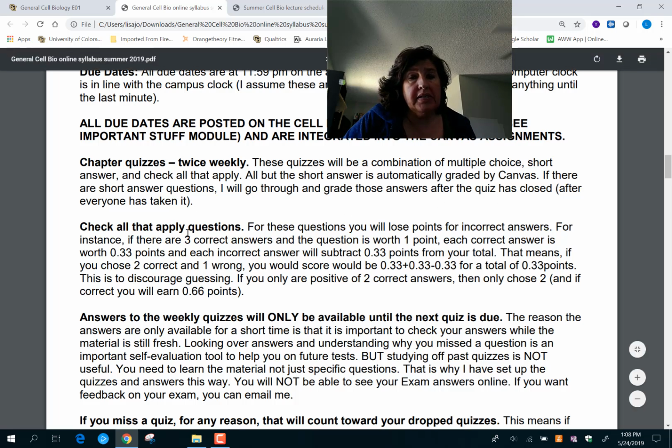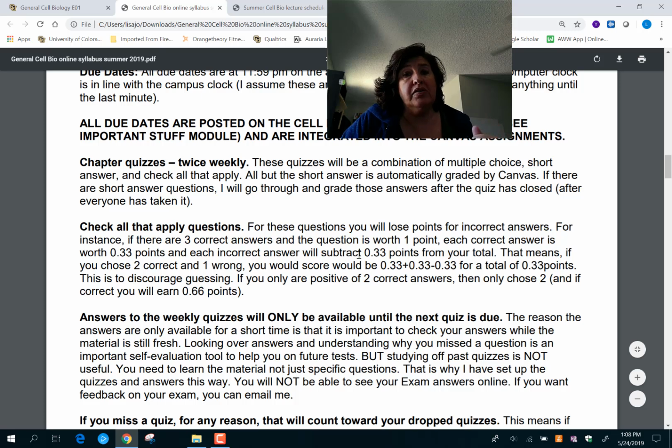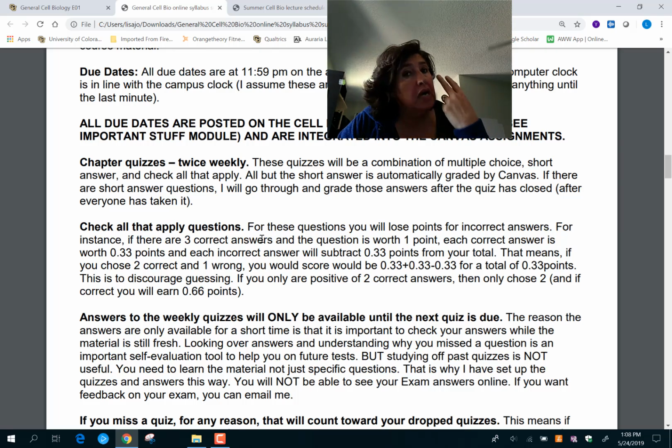How it works is Canvas breaks down how many correct answers there are. Say it's worth 1 point and there's 3 correct answers. Each correct answer would be worth 0.33 points, but each incorrect answer is minus 0.33. This is to discourage guessing. So if I tell you there's 3 correct answers and you're only confident about 2, I would only pick those 2. If you pick a third and it's wrong, it negates one of your correct answers.